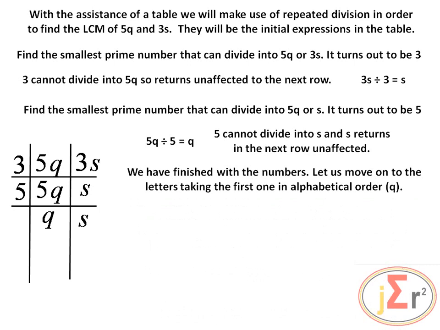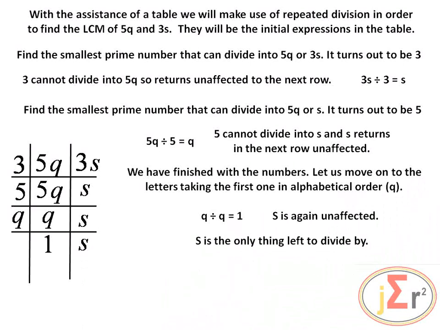We will move on to the letters and we will take them in alphabetical order. Which one will go first? Q. Q comes first in the alphabet. So we will say Q into Q, anything divided by itself is equal to 1. So Q into Q is 1. Q cannot go into S, so we will cause the S to return unaffected.